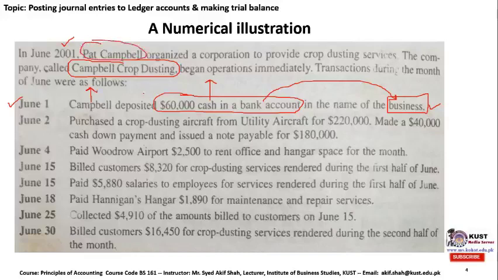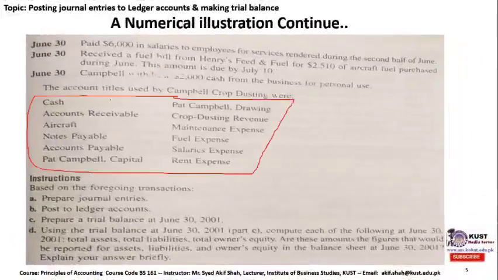So let's move to the chart of accounts and try to find the relevant account title for this transaction. For cash, the relevant account title as mentioned is cash. And as we know that cash is our asset, you might remember the diamond rule I have discussed in the previous lectures.